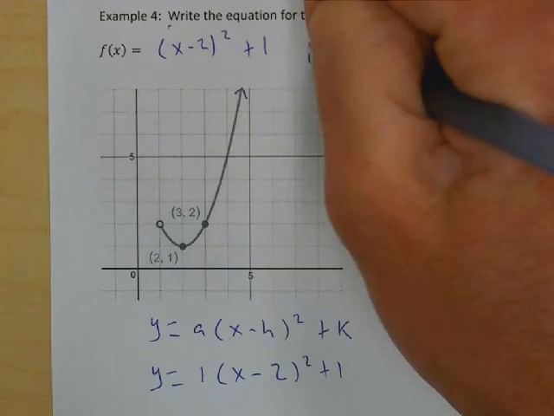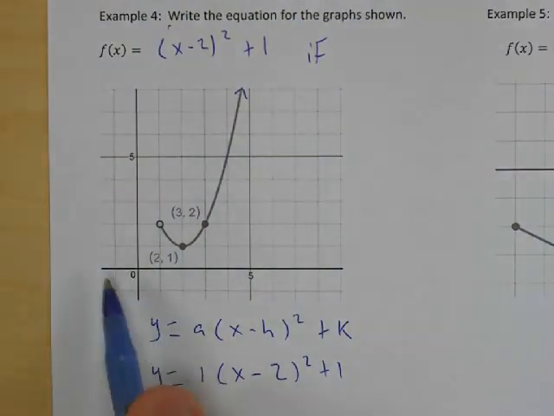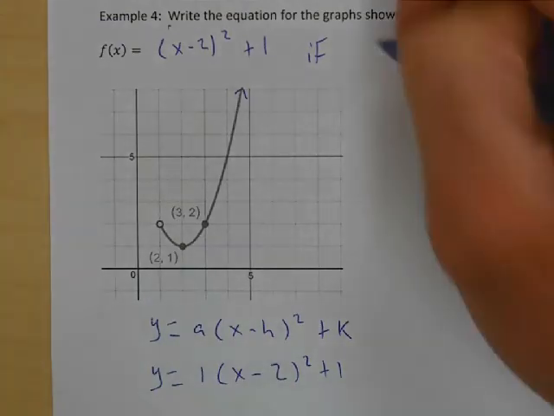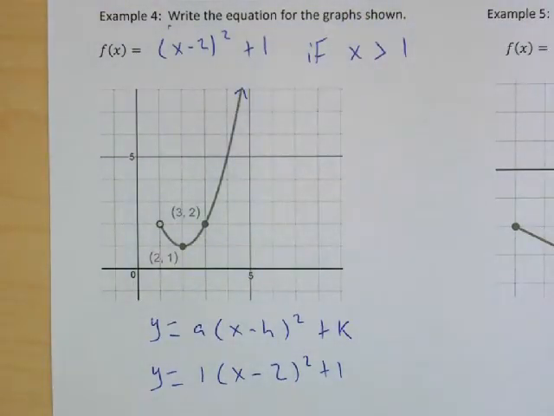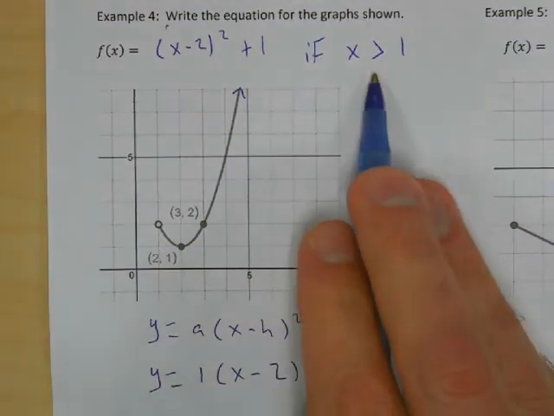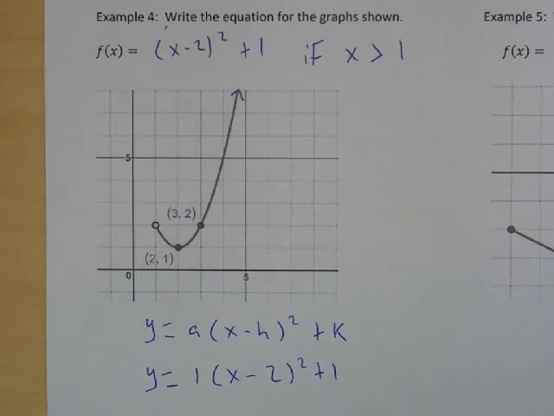And then we don't want that entire function. We just want that function if what is true. Or like we said earlier, we only want the values of x greater than 1. So if x is greater than 1. Okay, and since it's an open circle, we don't put the line underneath because it's not greater than or equal to, it's just greater than. And then that's our answer.